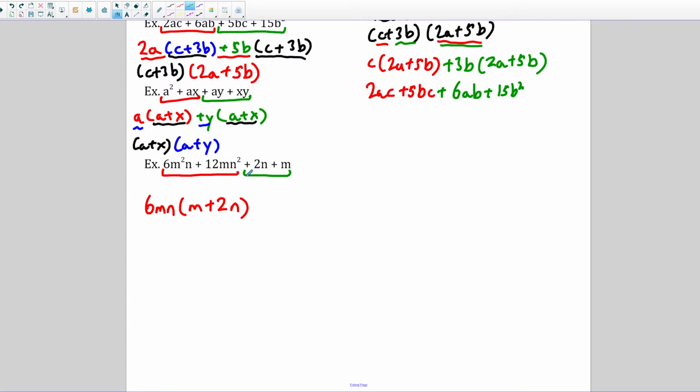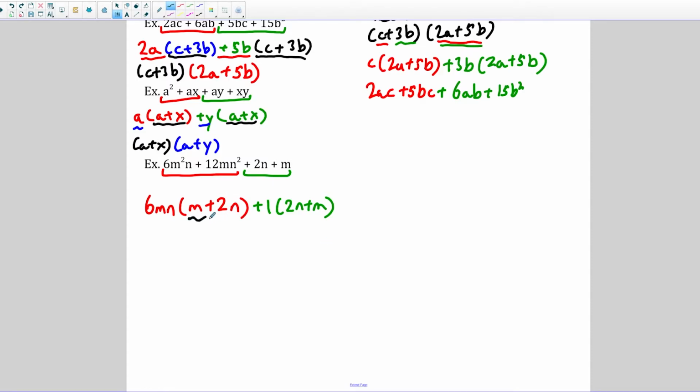Now we're going to take a look at the plus 2n plus m portion of this expression. Is there a common factor between 2n plus m? Yes, there is. And it's actually just a plus 1. So our positive 1 is our greatest common factor between 2n and m. Now, what's left on the inside? Well, we have 2n plus m.